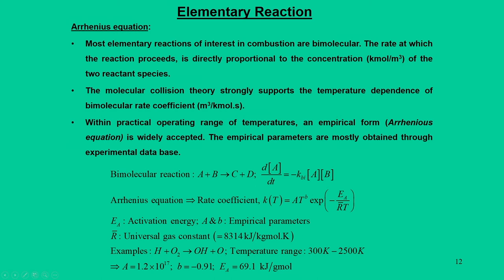So, this is one example where data is given, the temperature is known to us, and the activation energy one can find out. Activation energy also can be found from tabular data. The strong advantage is that we can easily get the rate coefficient through this empirical form, and here we have to use this rate coefficient with a unit of meter cube per kilo mole second or gram mole second.